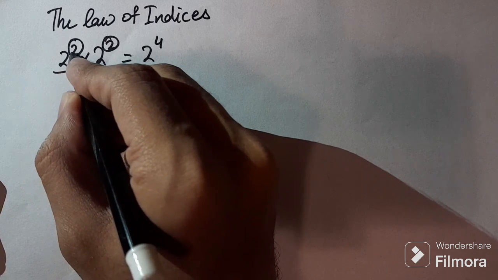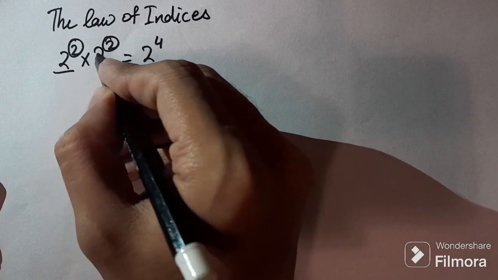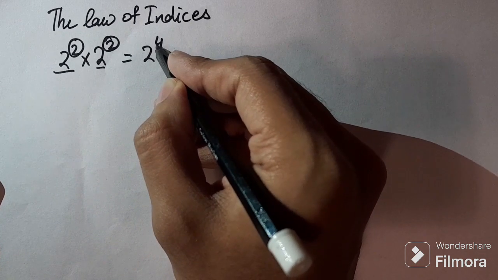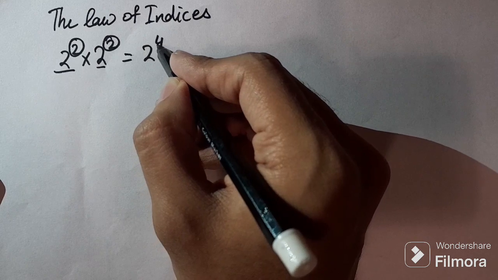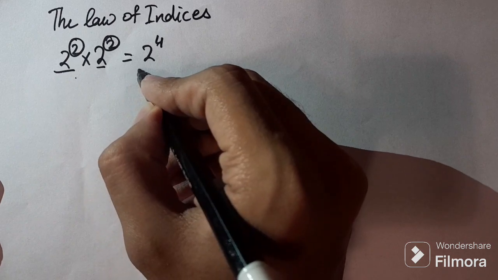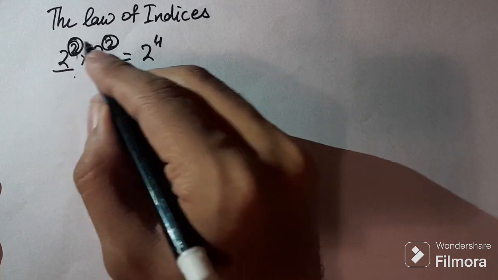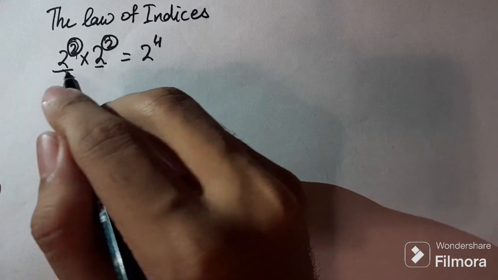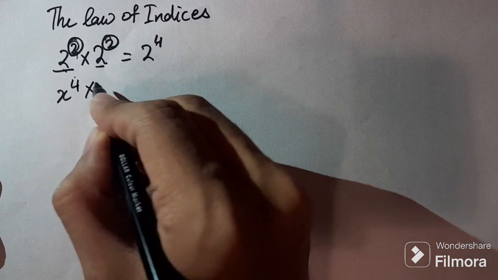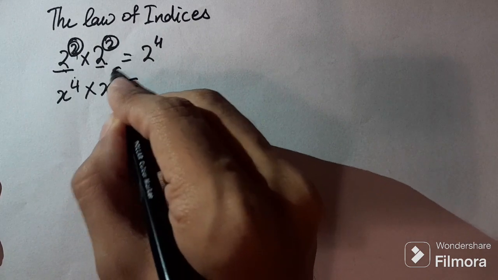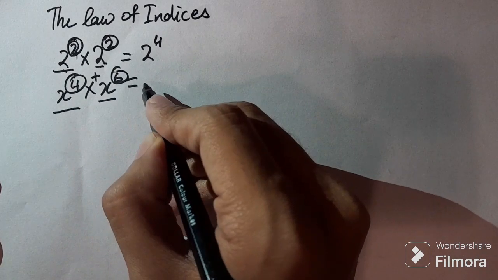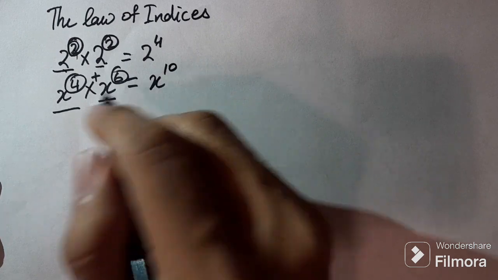Like if 2 squared is 4 and here is 4, so 4 fours are 16. If we do it with 2 to the power of 4, it will be the same: 2, 4, 8, 16. So these are the same. We have to add both the powers and keep the base the same. An example will be x to the power of 4 multiplied by x to the power of 6. Both the powers will add up and the base will stay the same, so this will be x to the power of 10.